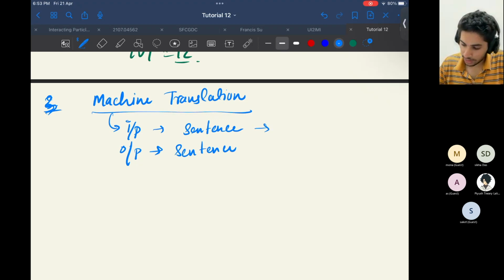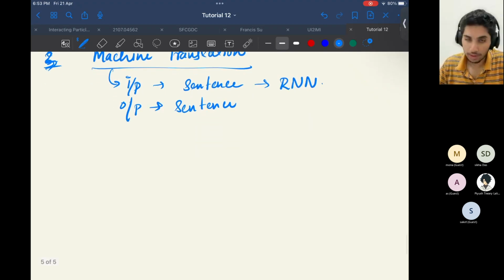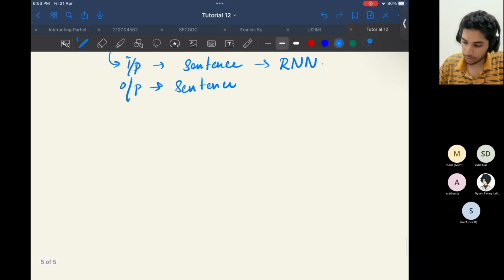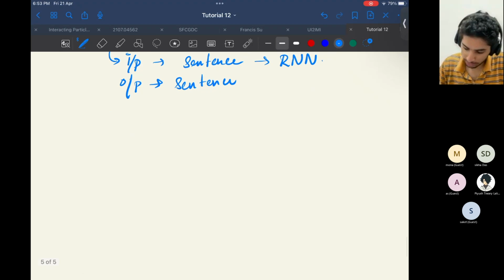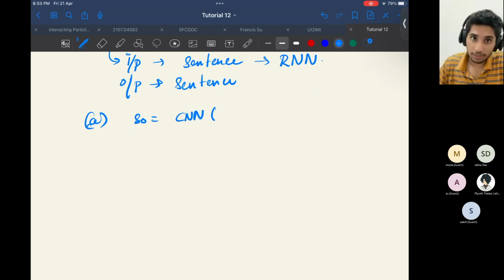Whenever you are dealing with a sentence, you need to use an RNN. So we are asked about the RNN on the encoder side. Let's see the options. The first option is S naught is equal to CNN of xi. We know that we cannot use CNNs to deal with sentences. So this is obviously discarded.